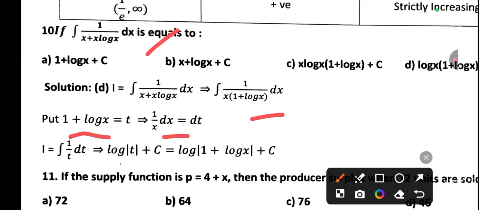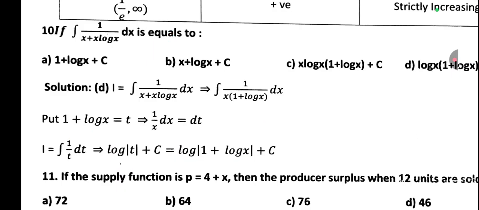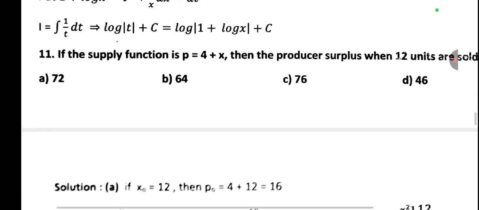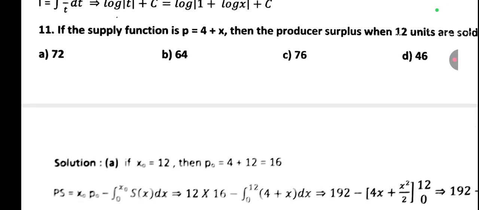Once we are doing integral 1 by t dt, then it's easier for you. 1 by x integration is log mod x. So the value is log mod 1 plus log x plus c. Clear? Check.